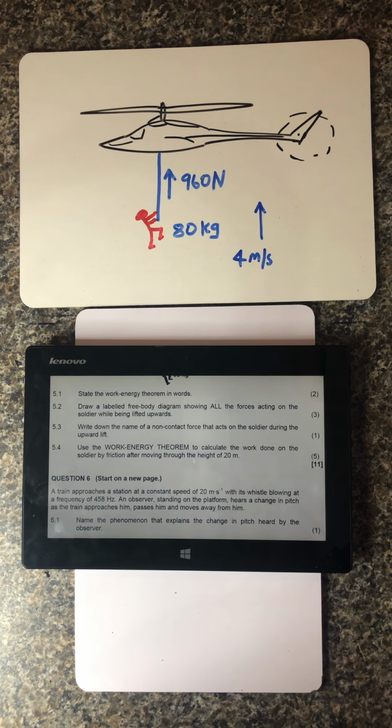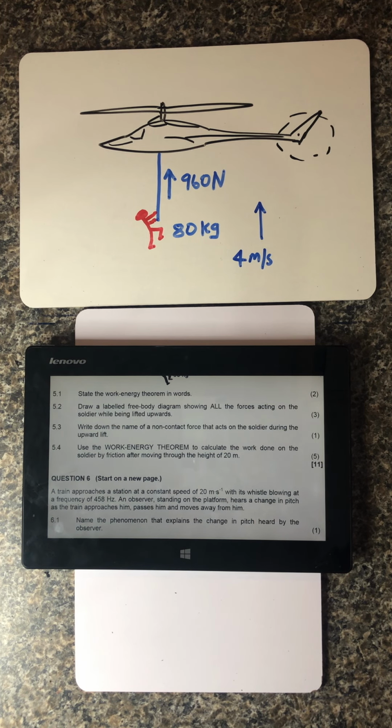Okay, so let's now move to question 5.4. They're saying use the work energy theorem to calculate the work done on the soldier by friction after moving through the height of 20 meters. And this question is allocated 5 marks.